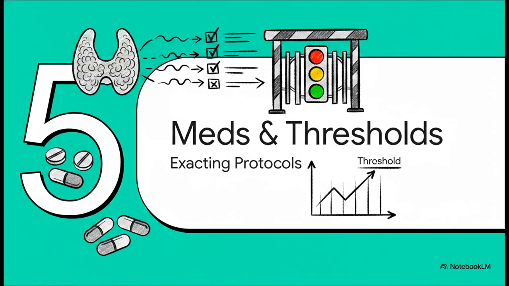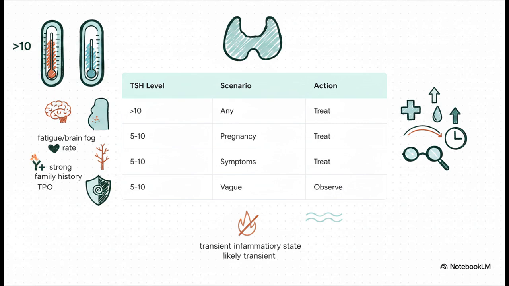All right, Section 5, Pharmacotherapy and Treatment Thresholds. We're diving into the exacting protocols for levothyroxine. Now, if you see a TSH over 10, that's easy. It always demands treatment, regardless of the scenario. But what about that tricky subclinical gray zone with a TSH between 5 and 10?